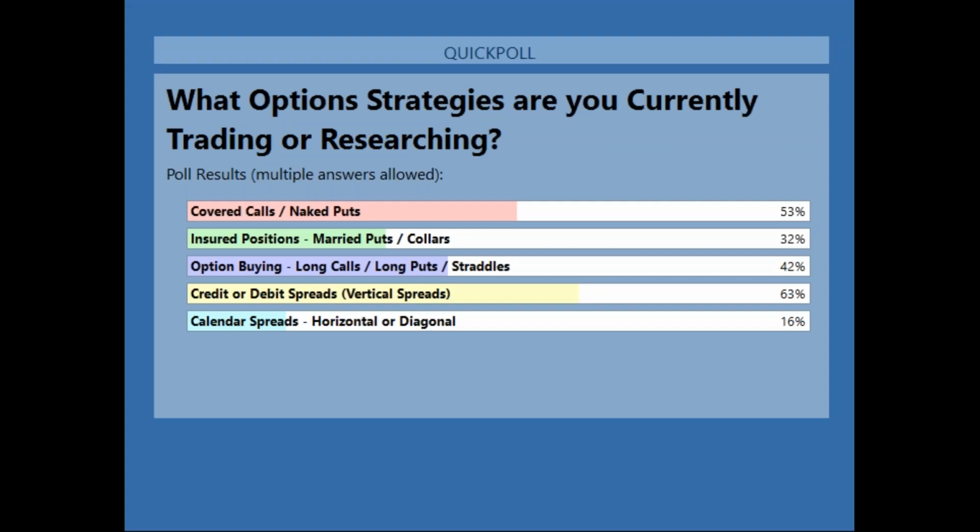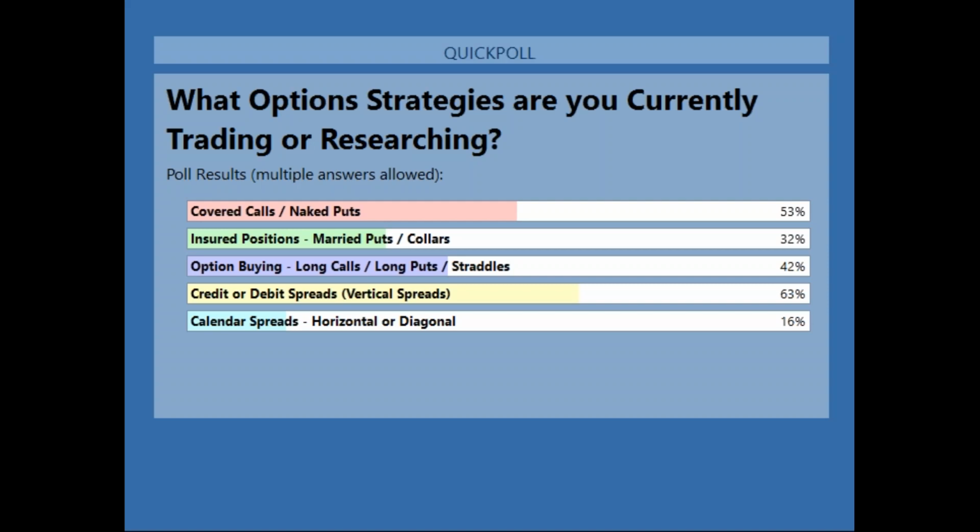So 53% of you are doing covered calls and naked puts, fantastic. And about 32% of you are also employing the insured positions, protected positions as well. Now I've got 63% of you doing vertical spreads. That looks like the winner, and 42% of you are buying calls and buying puts.